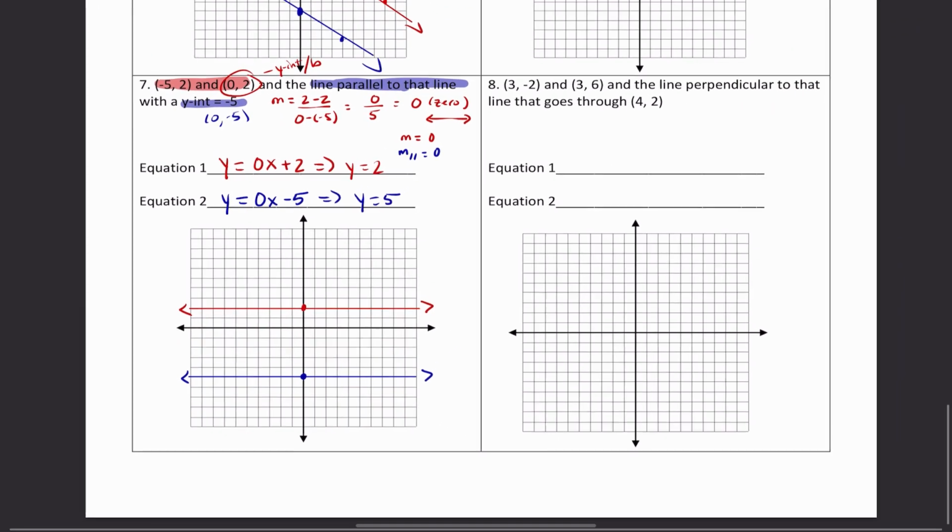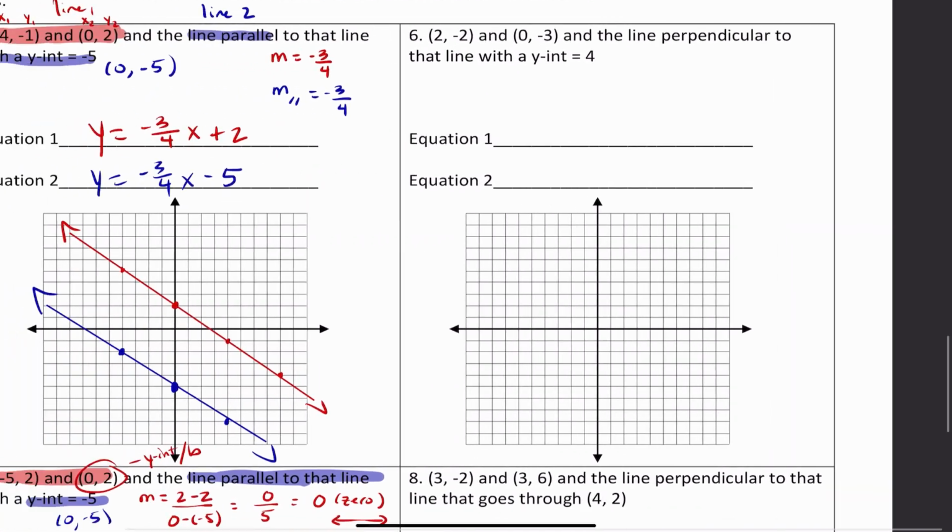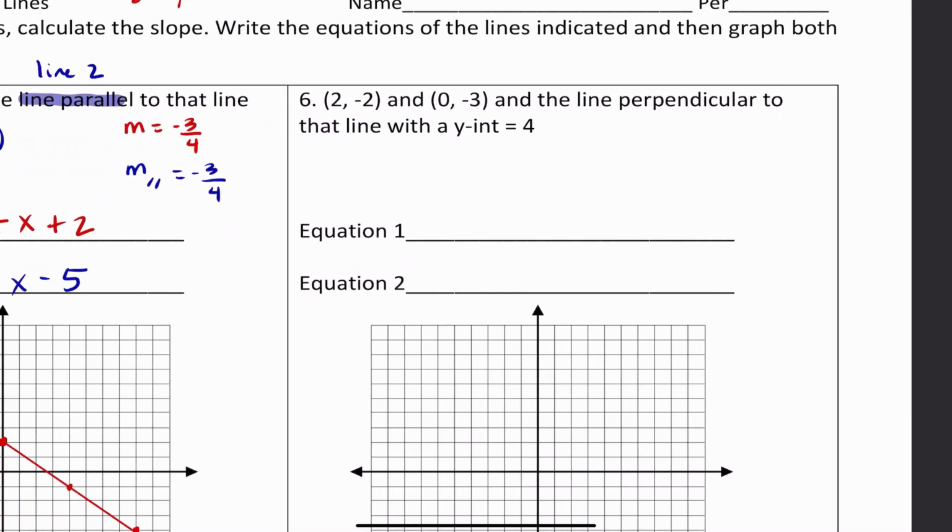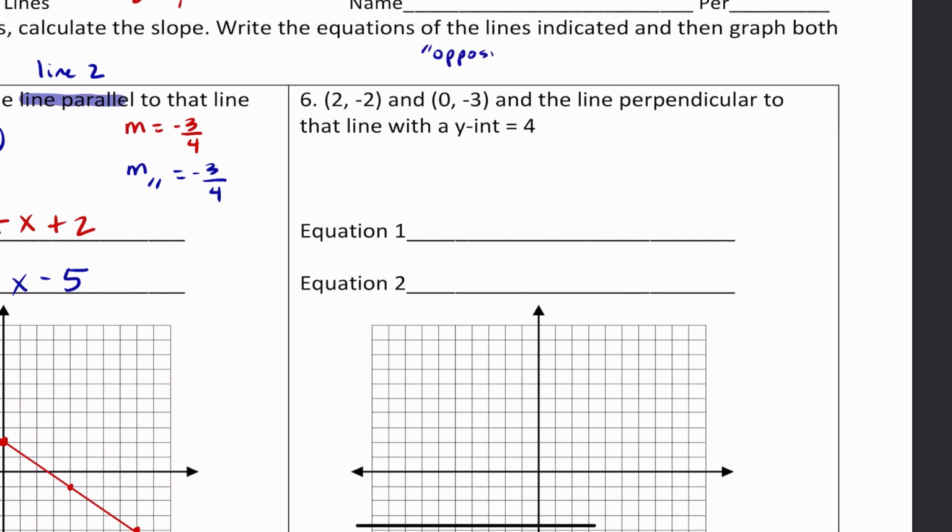All right, let's go ahead and take a look at number 6. Perpendicular. Now remember, perpendicular means opposite sign, flip the fraction. Okay, so we have a line that contains points 2, -2, and 0, -3, and the line perpendicular to that first line contains the y-intercept of 4. So here, this is my first line that contains these 2 points, and then that second line perpendicular to the first line has a y-intercept of +4.